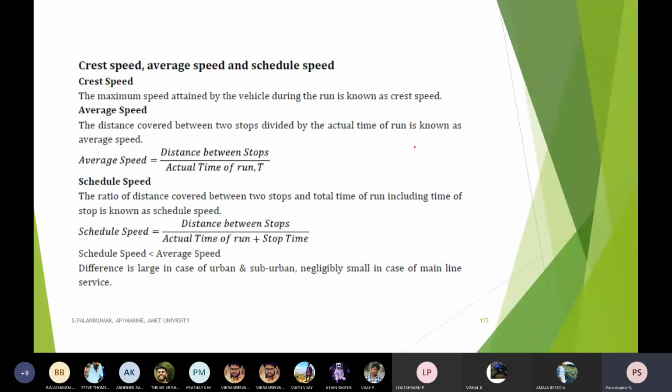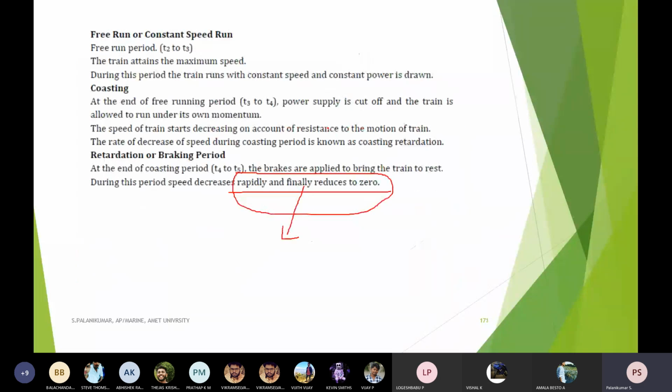If you see the terminologies that are used, one terminology is called crest speed. That means the maximum speed attained by the vehicle during the run is known as crest speed. As far as this case is concerned, it is 100 kilometers per hour.